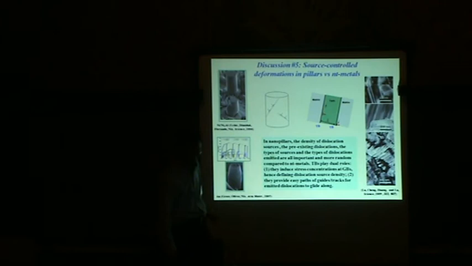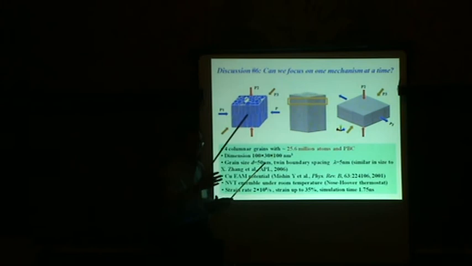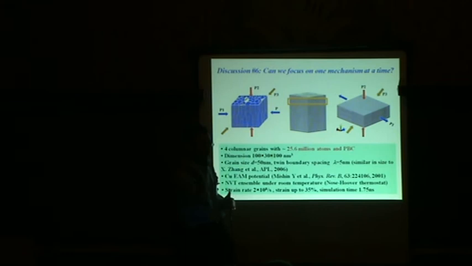My last point is the question: can we focus on one mechanism at a time? Now we see we have dislocations parallel between boundaries. We have dislocations going in time, the hole patch mechanism. Could we design a material? This is the next engineering application. Can we design a material where we can only activate one mechanism at a time? The whole patch mechanism, the twinning partials, and so forth.